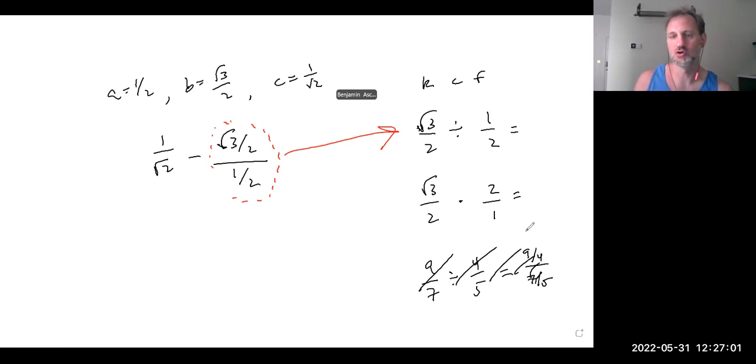However, notice that here, the division is nice. So I got the square root of 3 divided by 1. Well, that's the square root of 3. And I've got 2 divided by 2. Well, that's 1. In other words, this turns out to just be the square root of 3.